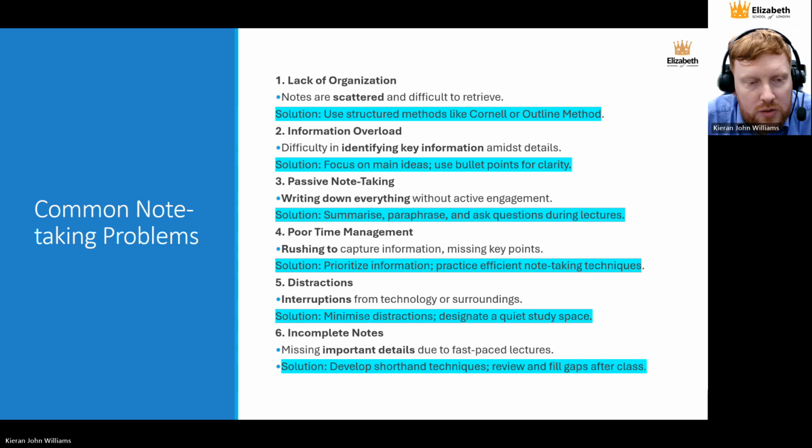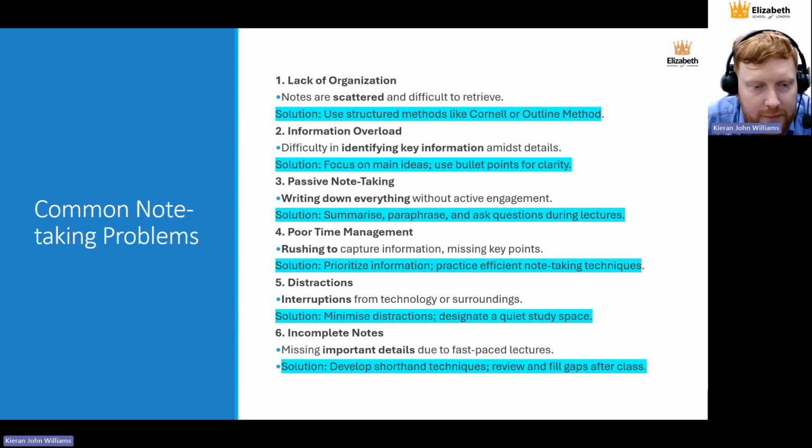We touched a little bit before on active and passive listening. So here is the idea of passive note taking. This is when you're writing down everything, but you haven't actively engaged with the idea that is being discussed. What you could do at this point is try to summarize what you've already heard, paraphrase it, and also ask questions to your lecturers to see if your ideas are correct about what they've discussed.